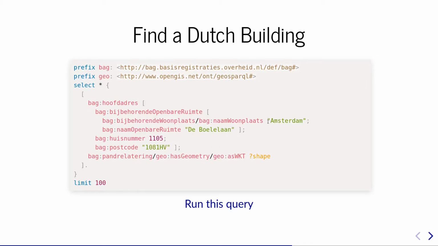So we have a place of residence over here. I filled it in with a literal named Amsterdam. We have a public space that's filled in with de Boelelaan, which is the name of a street. We have a house number over here, now house number 1105, and we have a postal code or zip code, which I've also instantiated with a specific literal. And then here we have a geospatial shape.